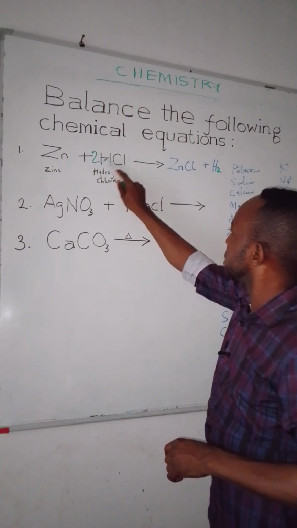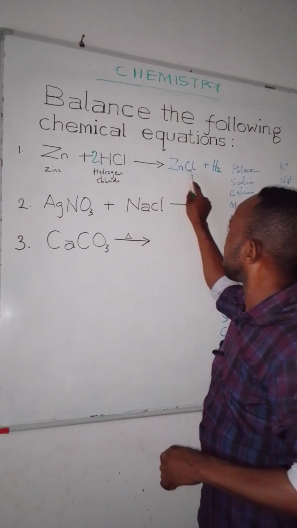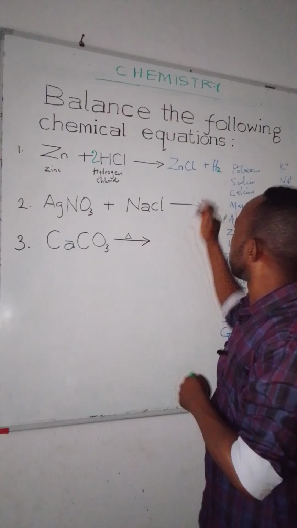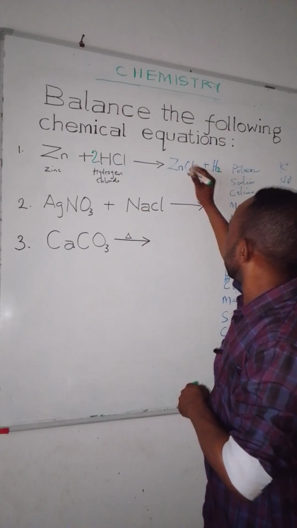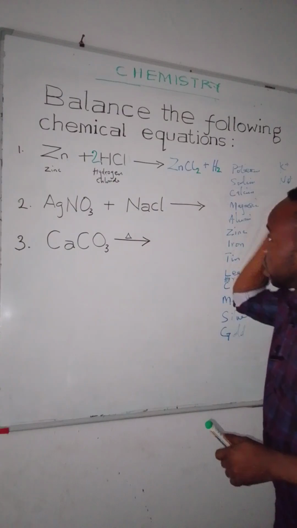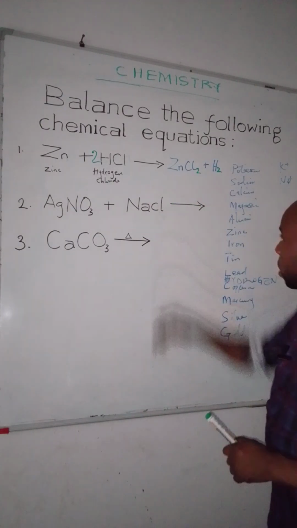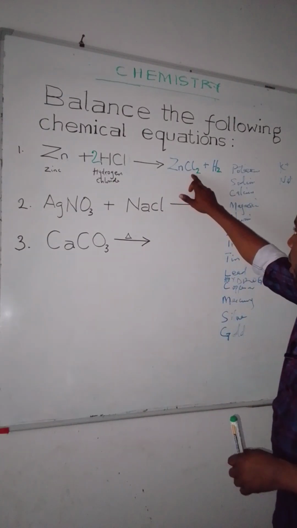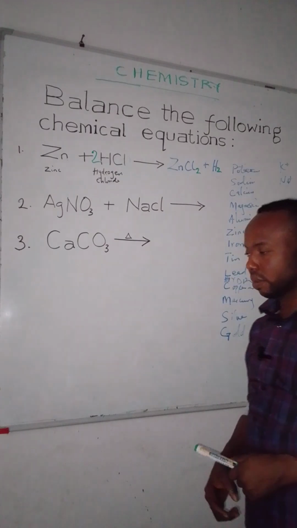Chlorine is 2. This side, chlorine is not 2. Yes, chlorine is like this. And this is the right formula for zinc chloride. So the equation is balanced for this particular one. This is called zinc chloride plus hydrogen gas.